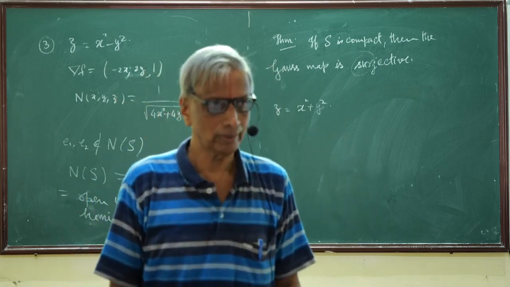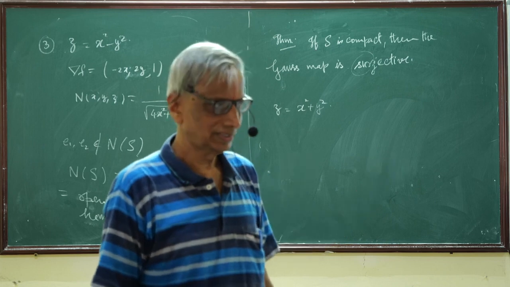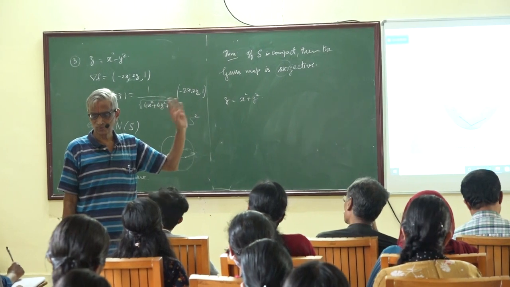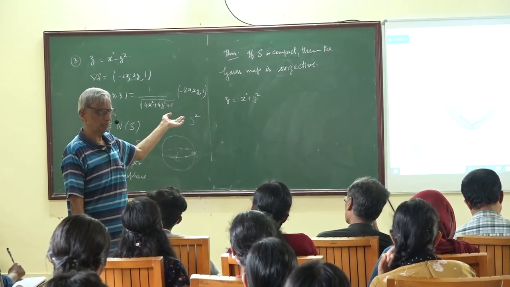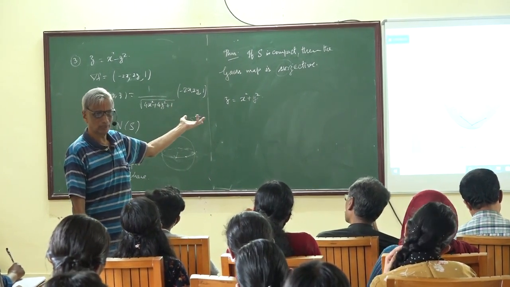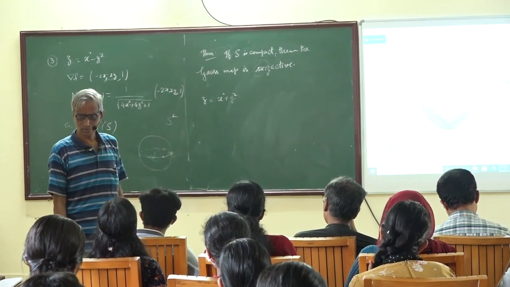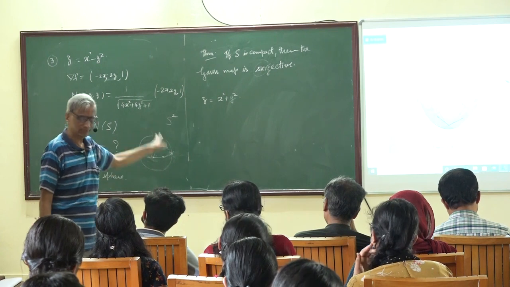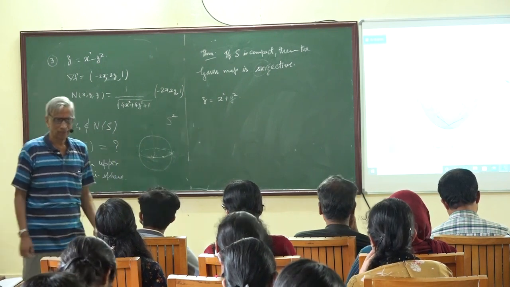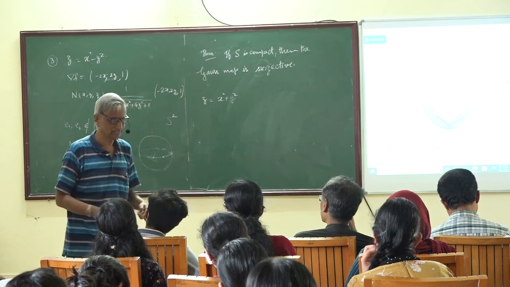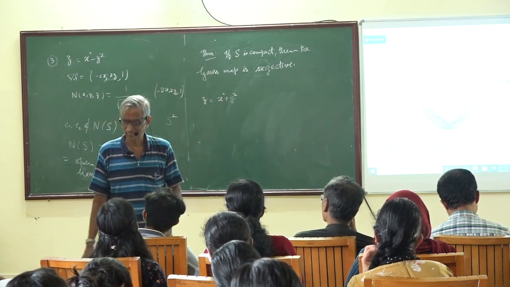Is that compact or non-compact? It's of course closed, right? Always closed. But is it bounded or unbounded? Unbounded. X and y are arbitrary, so z also is arbitrary, large. So it is a non-compact surface, right? So you don't have too many compact surfaces, right?